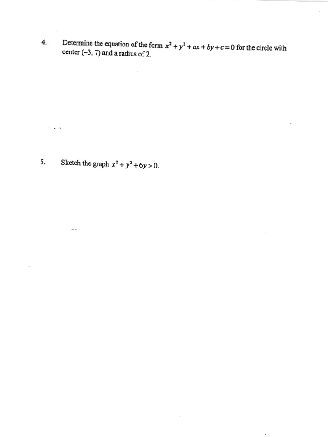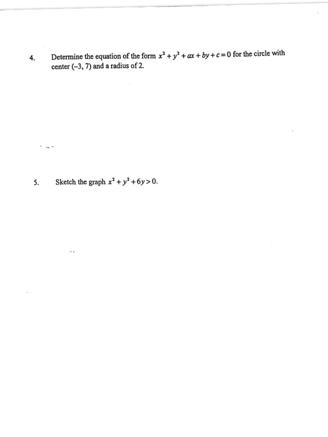4. Determine the equation of the form x squared plus y squared plus ax plus by plus c equals 0 for the circle with center at negative 3, 7 and radius 2. All right, what they're asking for here is they just want you to get your circle equation to look like this. They want it in this format. That's all they're saying, is get the circle into that format instead of the typical format you're used to.